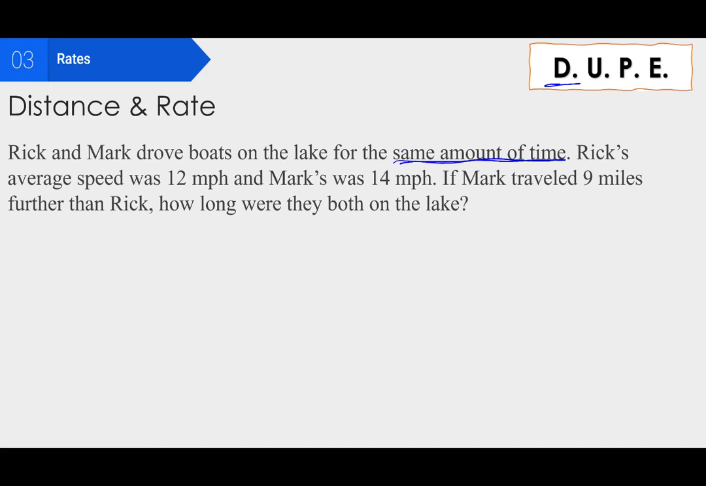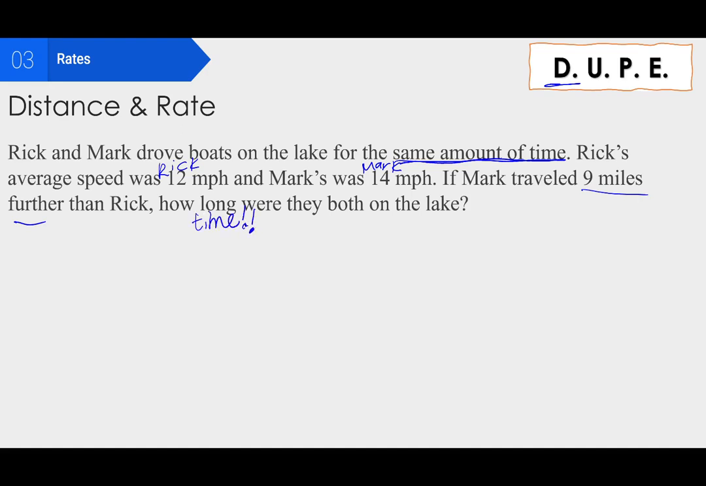Rick's average speed, so this is a Rick speed, was 12 miles per hour, and Mark was going faster. He was going 14 miles per hour. Mark traveled 9 miles further than Rick, which makes sense because he was going faster and they traveled for the same amount of time. How long were they both on the lake? Okay, so we're trying to find the time.